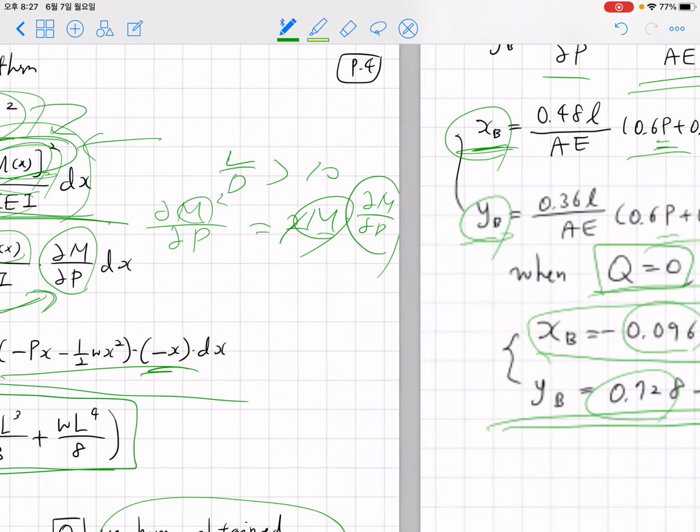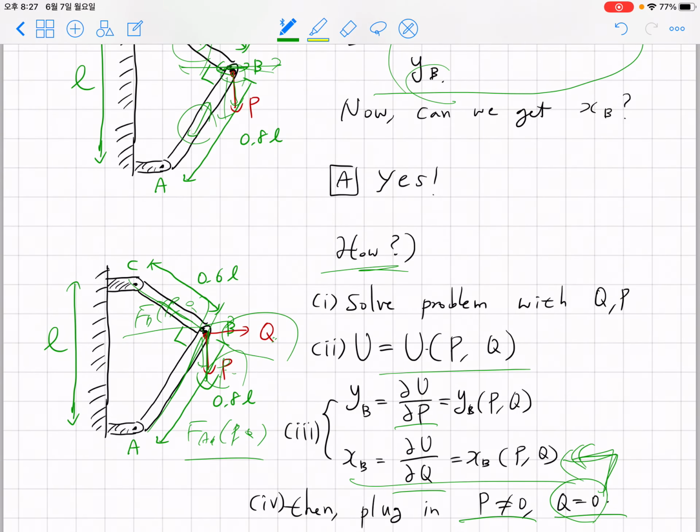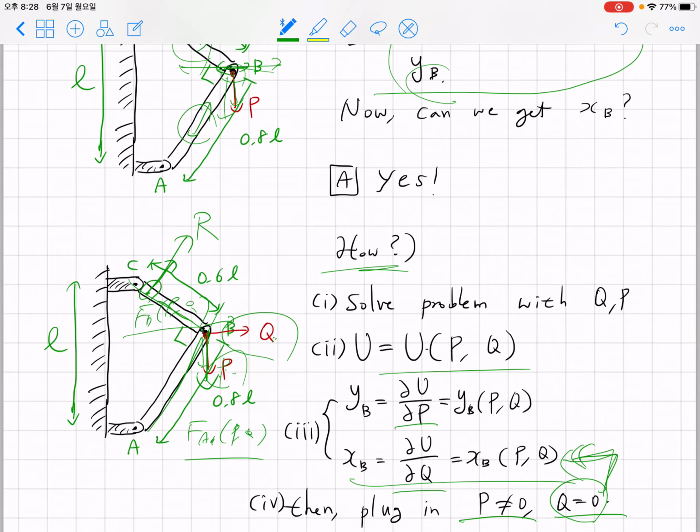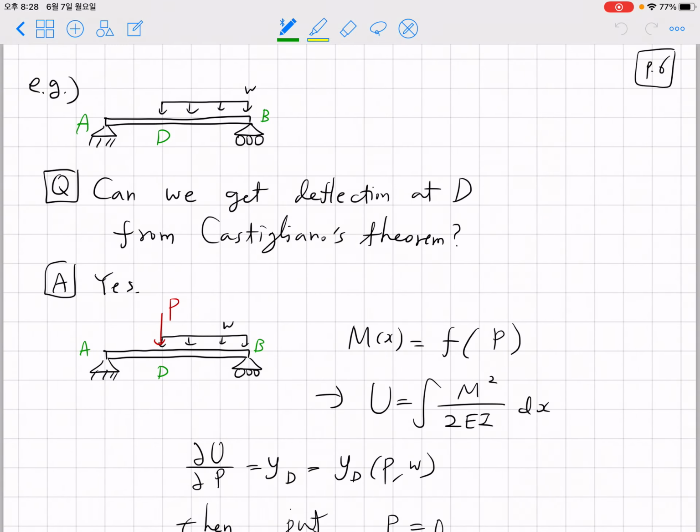Okay, so you can see that by applying some fictitious and imaginary force to the problem, you can obtain the deflection along an arbitrary direction at an arbitrary point. If somebody asks you to obtain, for example, the deflection in that direction, then what you do is apply an arbitrary loading R, which is unknown, obtain the U as a function of P, Q, R, and obtain the deflection at this point by plugging in Q equals 0 and R equals 0. Okay, so that's the approach you can take. So this is an example of a problem that we can solve using Castigliano's theorem.